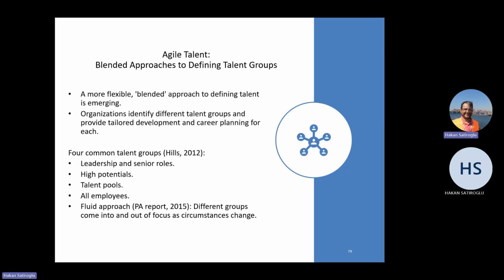Let's say this is the HEALS approach. First is leadership and senior roles, high potentials, talent pools, all employees, and the fluid approach offered by the PA report. Different groups come into and out of focus as the circumstances change. This blended approach embodies agility in talent management because you don't have enough time. You need to quickly improve those talents. Okay, you need to manage them really quickly.